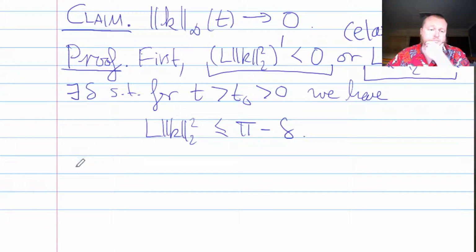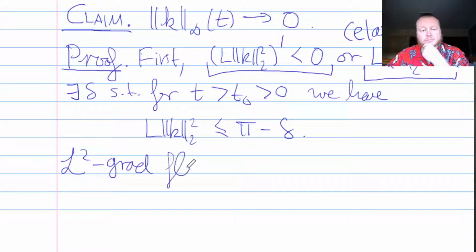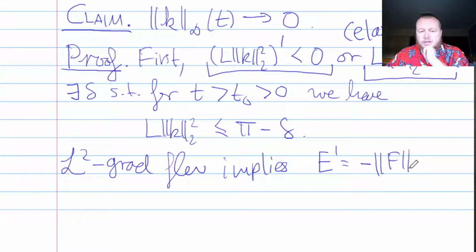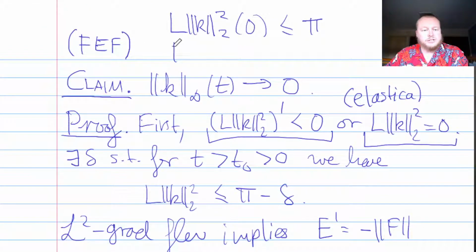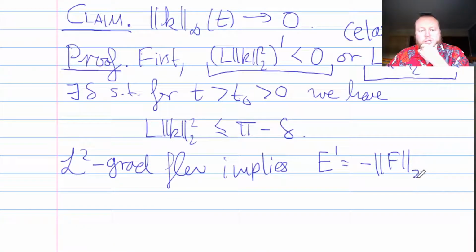Now, the fact that we have an L2 gradient flow for the elastic energy implies, well, it means really that E prime, which is, by the way, the double of this quantity, is minus the F for the free elastic flow. I should write down what the F is. F is KSS plus 1/2 K cubed in L2 squared, and this is at each t.